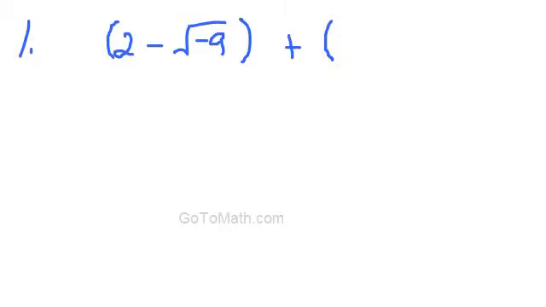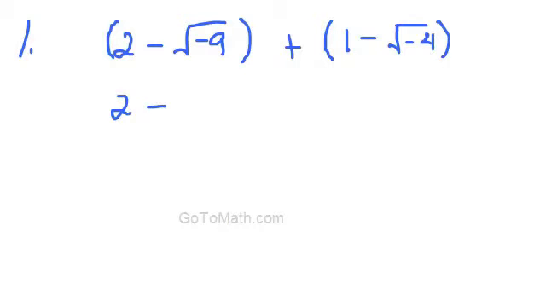So we'll go ahead and label this as 1. Alright, so we have 2 minus the square root of negative 9, and we're going to go ahead and put that in parentheses, and then plus 1 minus the square root of negative 4. Okay, so we have 2. We're going to drop the parentheses now.